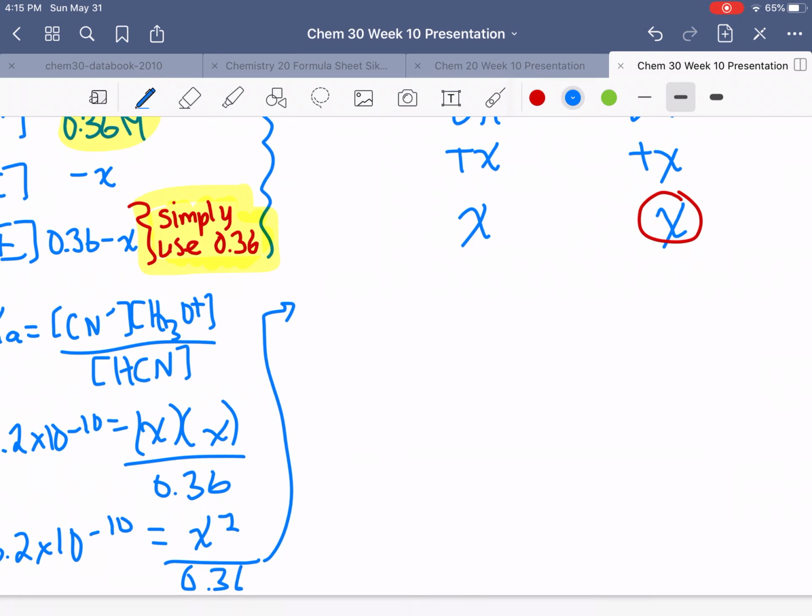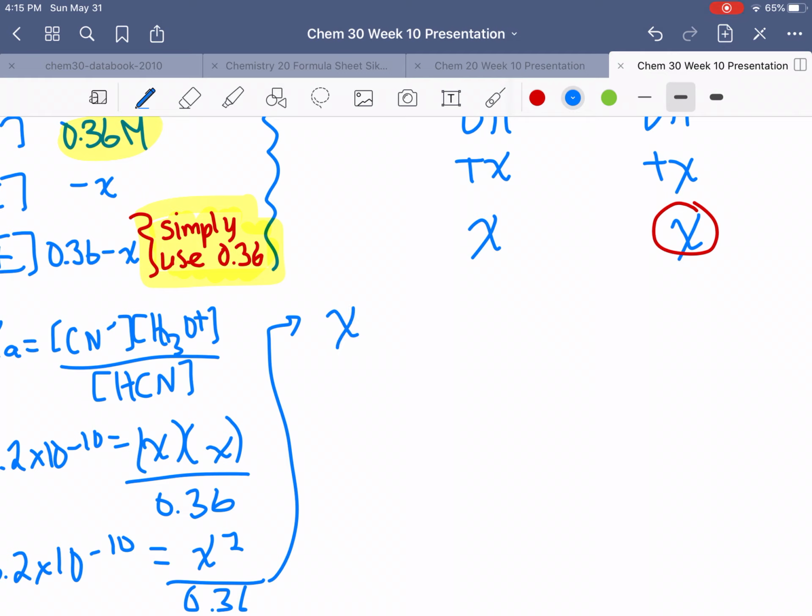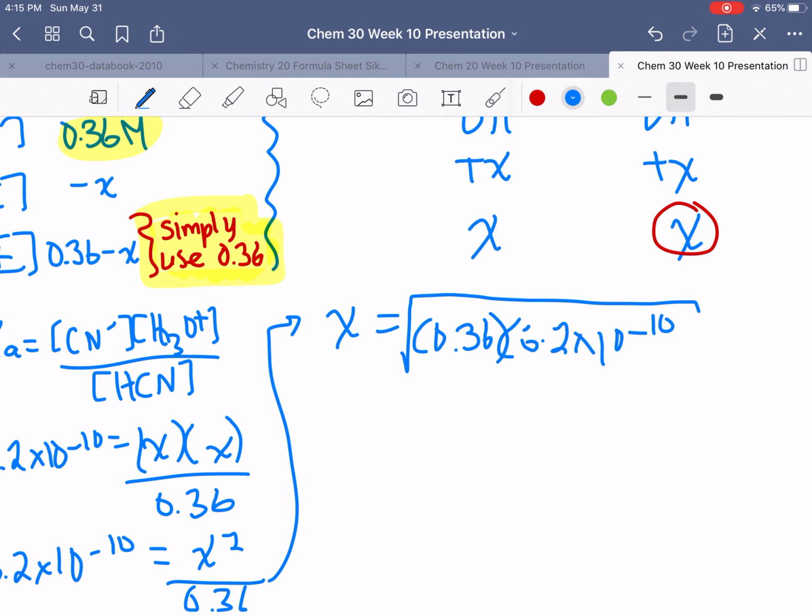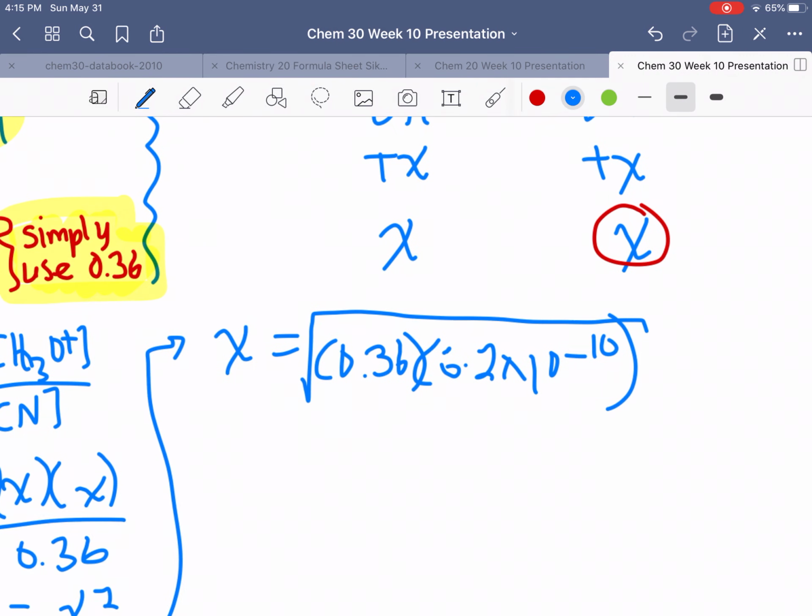Let's keep going. We need to get X by itself. Ultimately, X is going to be equal to the square root of that 0.36 times Ka, 6.2 times 10 to the negative 10. All I'm doing is algebraically rearranging that previous equation. Number crunch, guys, make sure that you're being careful with your calculators. That's not a calculator error that is getting you a wrong answer here. We get 1.49398. Have the whole number down. You're going to need it again. Times 10 to the negative 5.